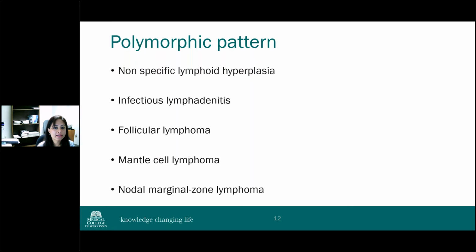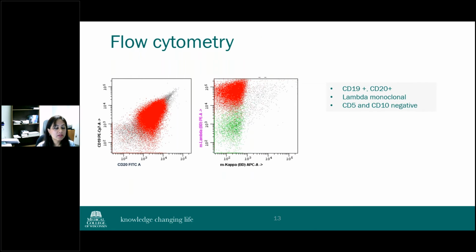For our case, we did send the specimen for flow cytometry, and as you can see, there is a CD20 and CD19 positive population, which is also lambda monoclonal. This population was CD5 and CD10 negative. I'm sure many of you already know where we are heading with this case.